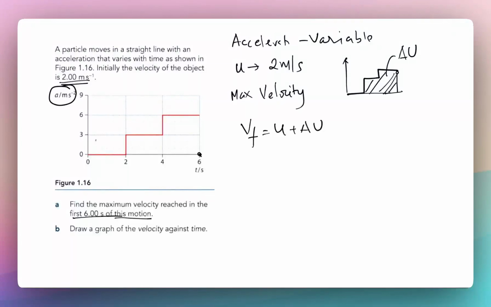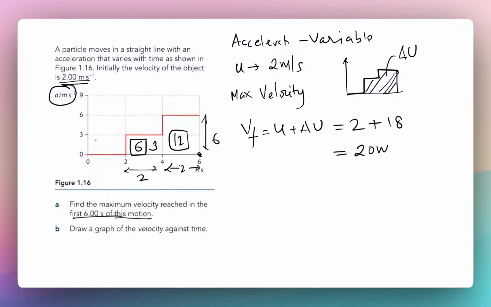Okay, so let's calculate this area. Here it is 0. From here to here, this is 2 units, and the height is 3, so this area is 6. From here to here, 4 to 6, again 2 units, and the height is 6, so this area is 12. So in total, the final velocity is going to be 2 plus 6 plus 12, which is 20 meter per second. Okay, as simple as that.